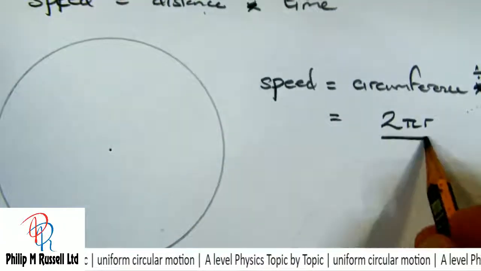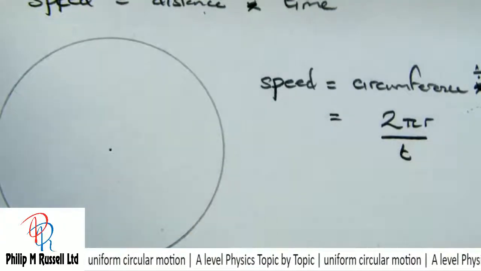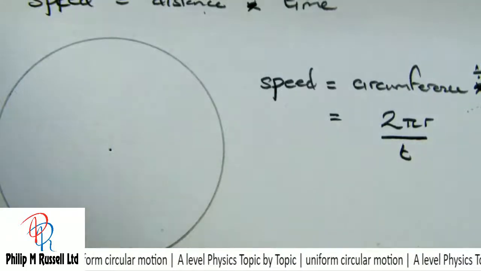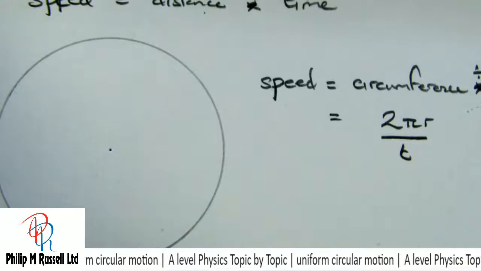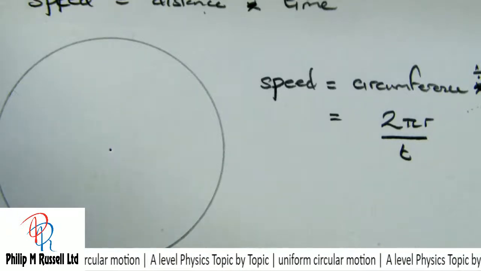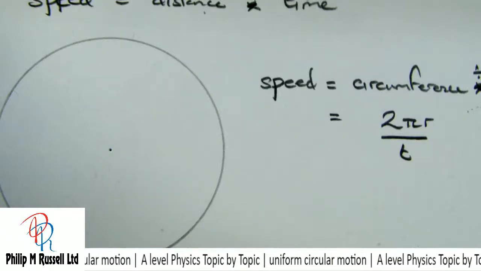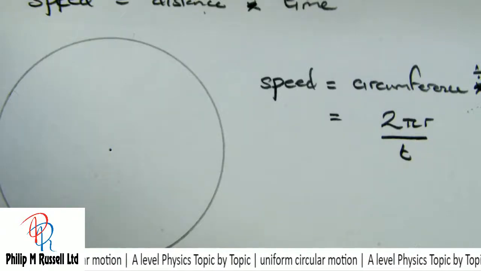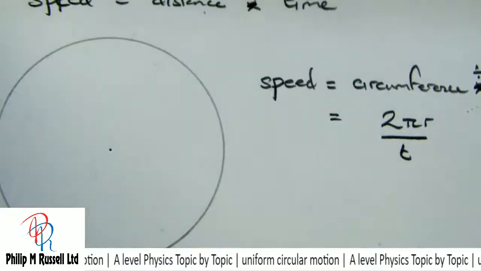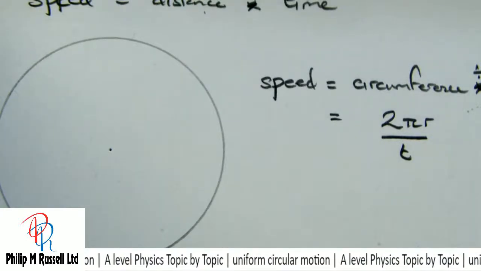It's going to be that divided by the time taken. There we are. So I've got here a measure of my speed. So I can't do velocity, but I can measure speed. Now my circular motion we can call something special.